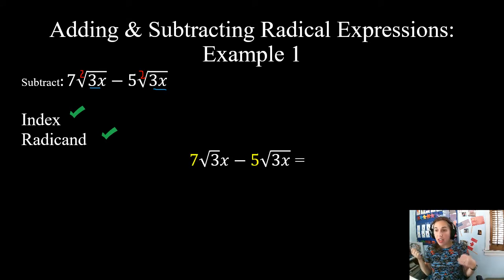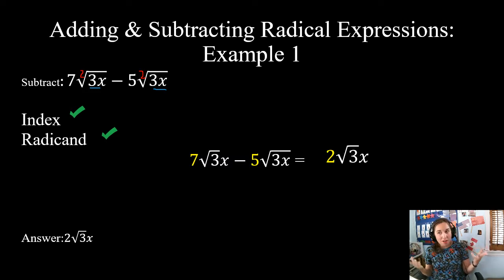And just like that example where I had 2 oranges plus 3 oranges, and that gave me 5 oranges, here I have 7 square roots of 3x minus 5 square roots of 3x. So how many square roots of 3x do I have left, you guys? 2. Okay, and that's indeed the answer. So when the index and the radicand are the same, it's just a straight add or subtract, which is really nice. But what if they're not? So let's take a quick look at an example where they're not exactly the same. We might have to do just a little teeny bit of simplification work first, and then we add or subtract.